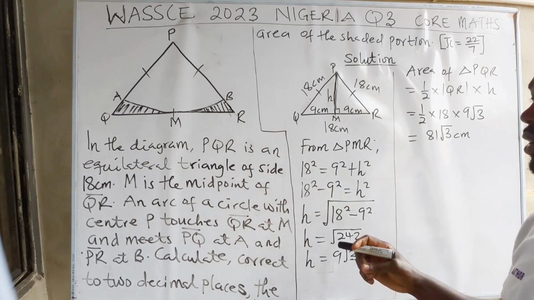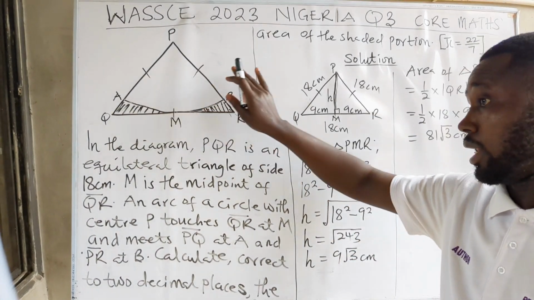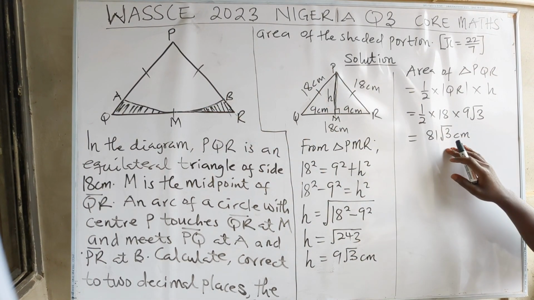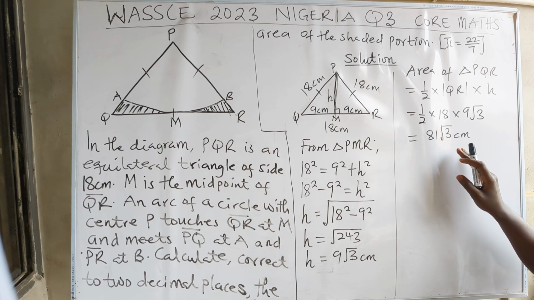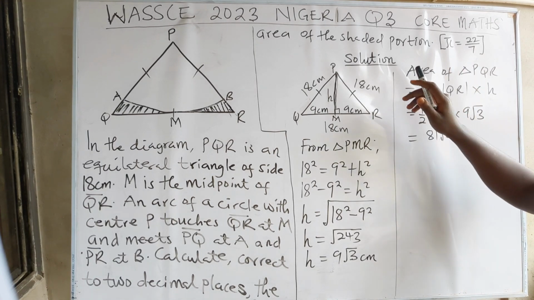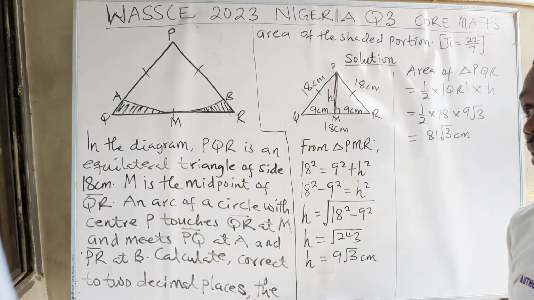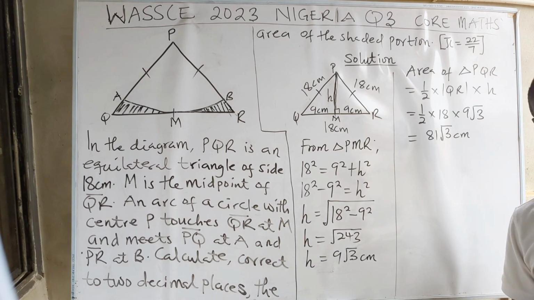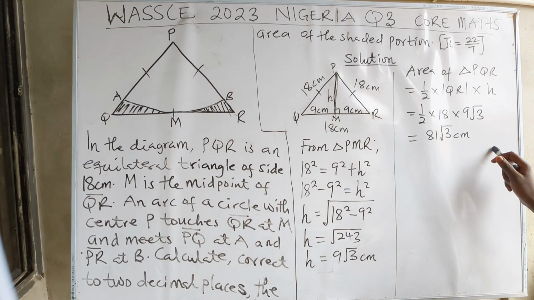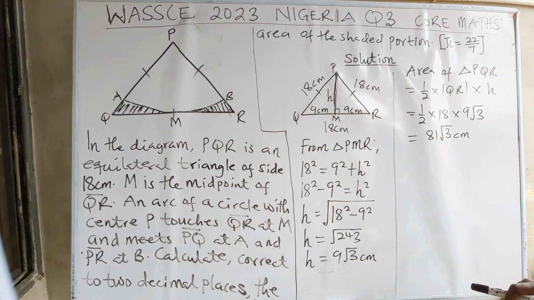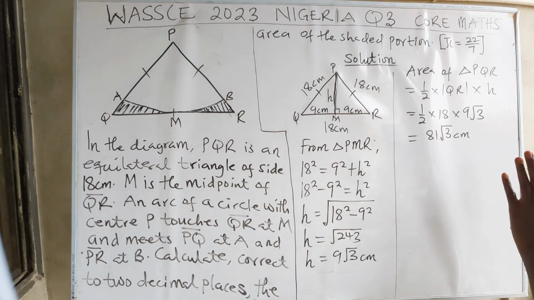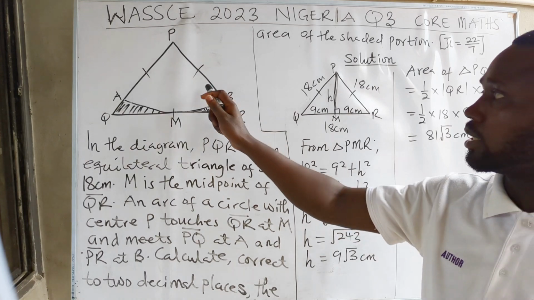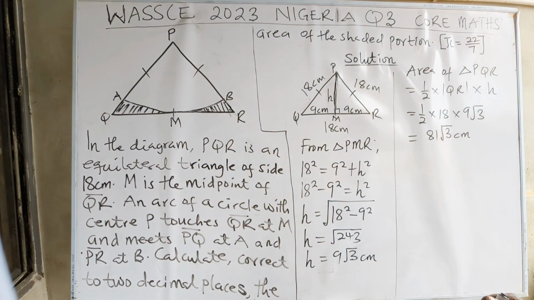Since we are not done calculating the area of the sector, let's maintain our answer as the root, so that finally when we are done, we write the answer to 2 decimal places. So 81 root 3 centimeters. Okay. So we are done with the area of the triangle. What is now left is the area of the sector. So what is area of the sector?